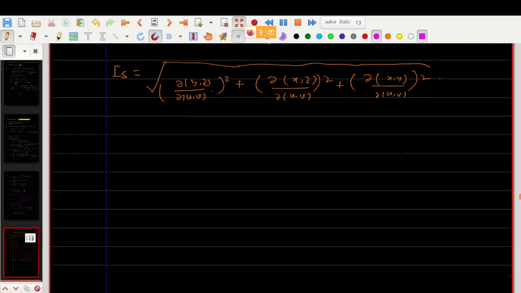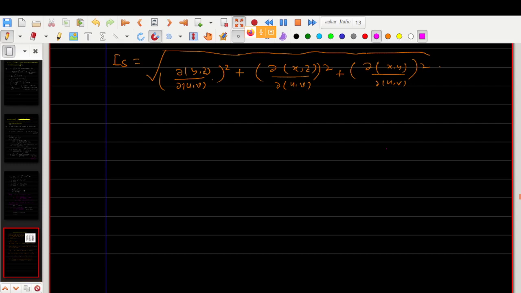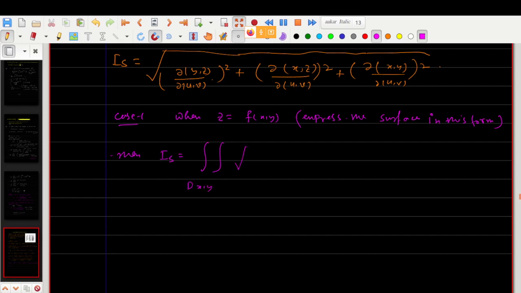So I shall now tell you one particular case. I shall actually prove one case. There are three cases where you can express the surface in this form. In case 1, the surface is z equals f of x, y, and the surface integral turns out to be the double integral over E of xy of the square root of 1 plus (del z del x) squared plus (del z del y) squared, right?